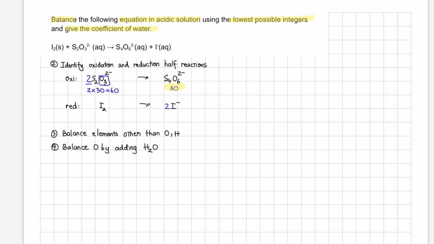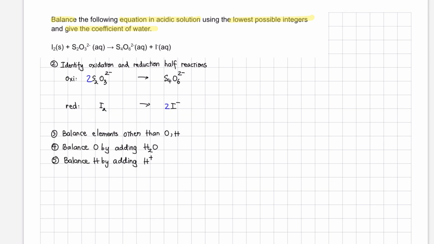So now it's already balanced. Both sides have 6 oxygen, so we don't have to add H2O to either side. Next, let's look at the reduction half reaction. On the left, there's 0 oxygen, and the same thing on the right, there's also 0 oxygen, so it's already balanced out, so we don't have to add H2O to either side.